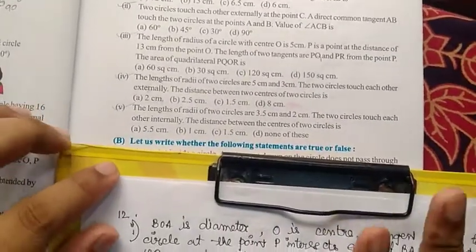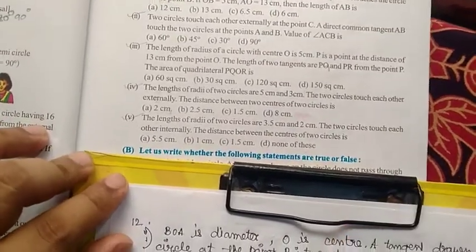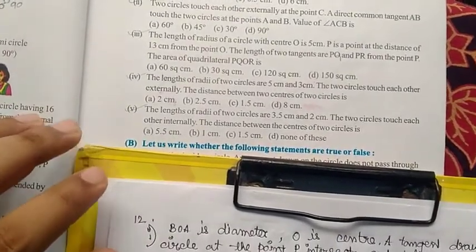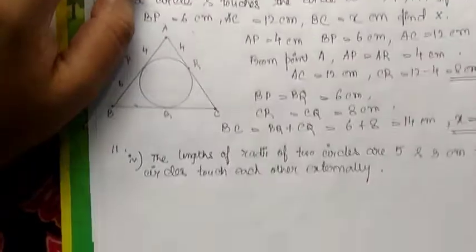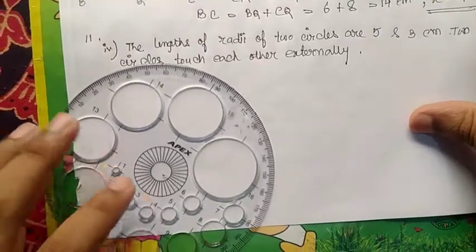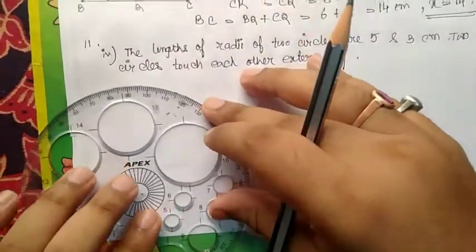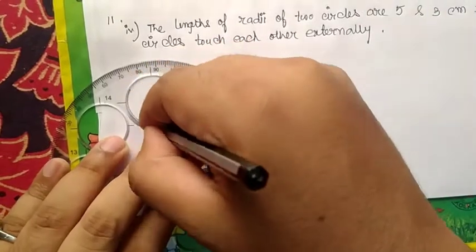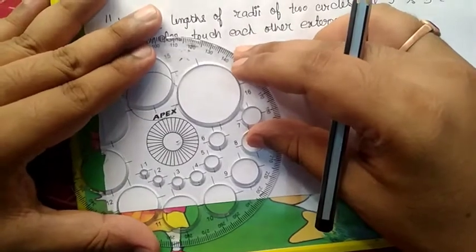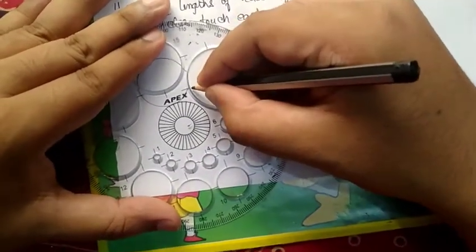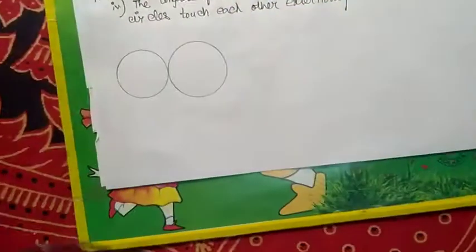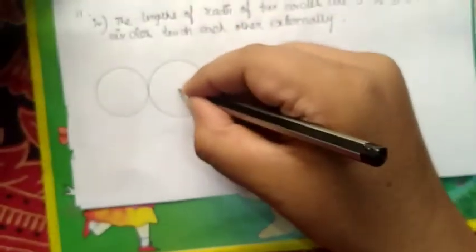The answer is simply, if you want to do it as an MCQ type question, 8 centimeter. But how this is 8 centimeter we have to find by drawing this diagram. So first, two different circles, one with radius 5 and another with radius 3 centimeter. This is one and this is another.